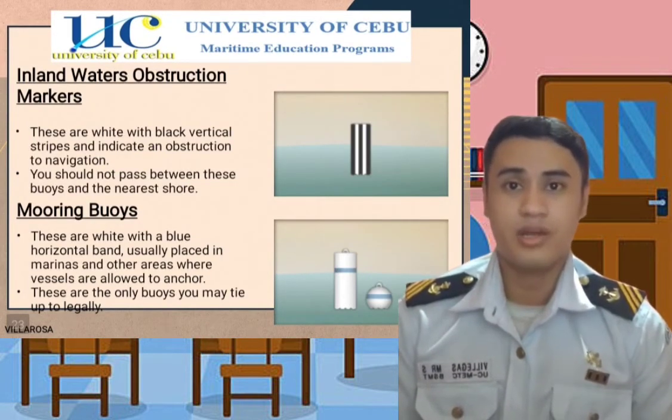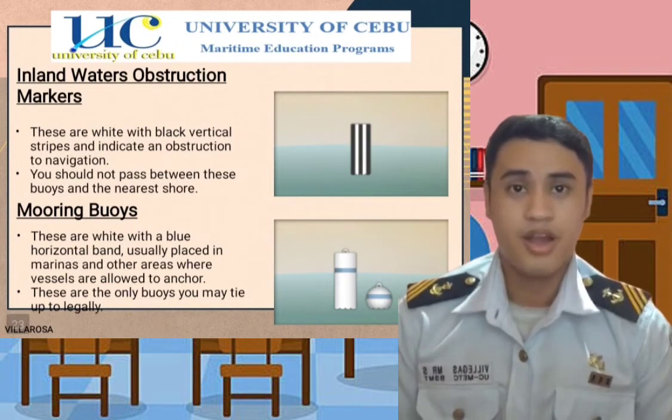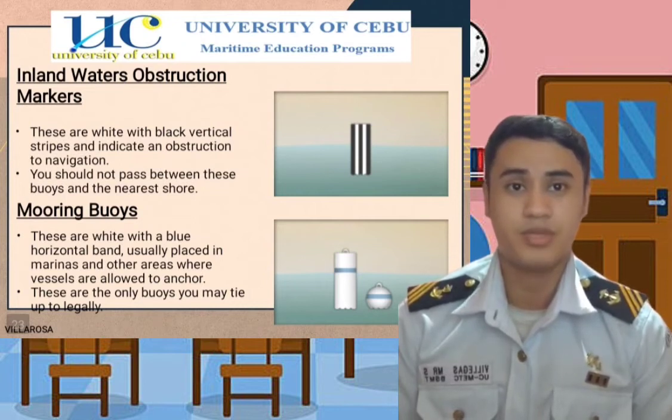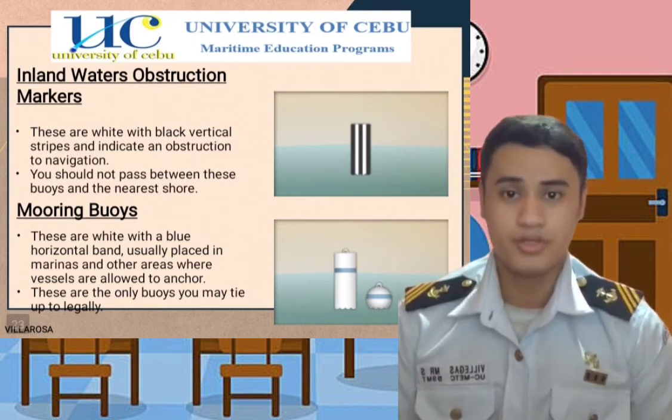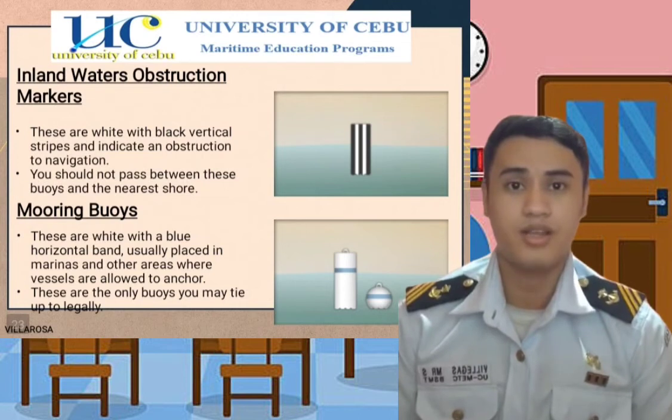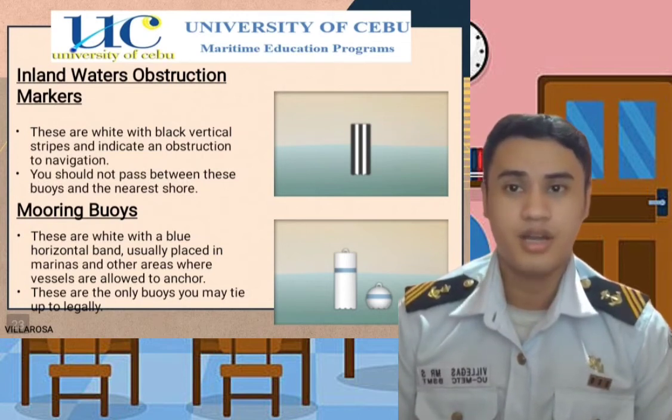Then the inland water obstruction marks. They are white with black vertical stripes and indicate an obstruction to navigation, and you should not pass between these buoys and the nearest shore, as per the buoyage system. And next is the mooring buoys. These are white with a blue horizontal band, usually placed in marinas and other areas where vessels are allowed to anchor, and these are the only buoys you may tie up to legally.